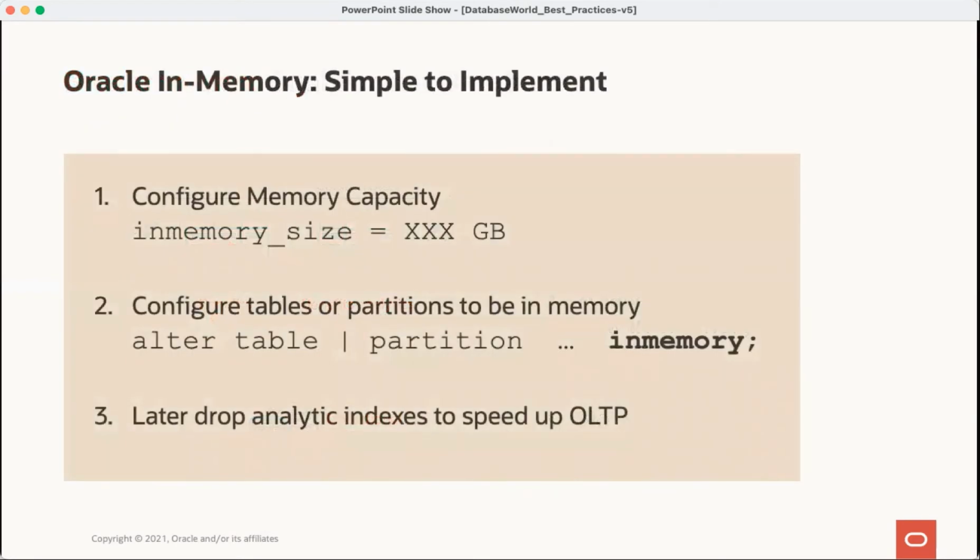And it's very simple to implement. Set one initialization parameter, inmemory_size. Then you alter tables, partitions, subpartitions, or materialized views to be enabled for in-memory. And then we populate that data asynchronously in the background in columnar format. And then later you can possibly drop your analytic reporting indexes.